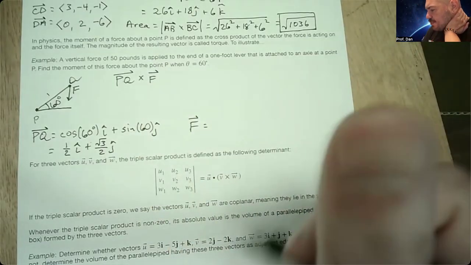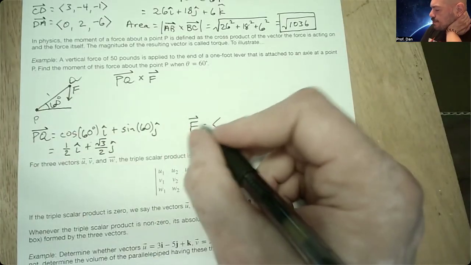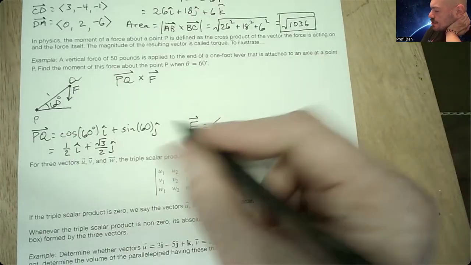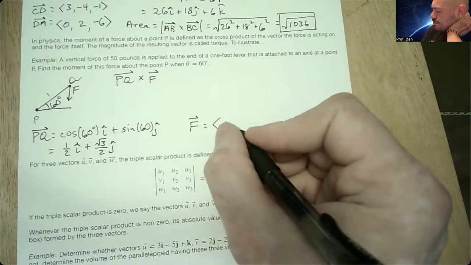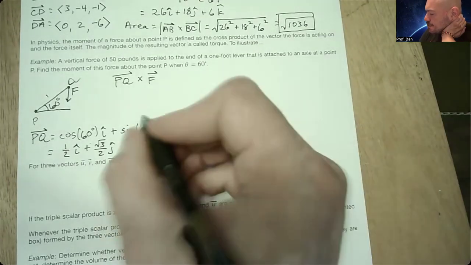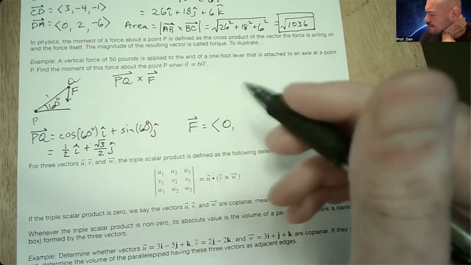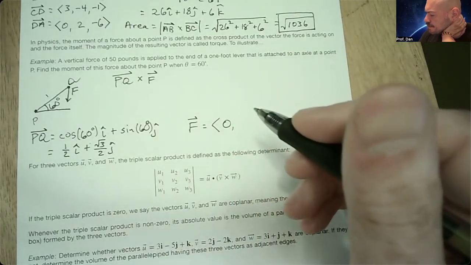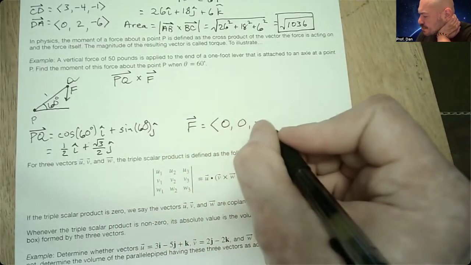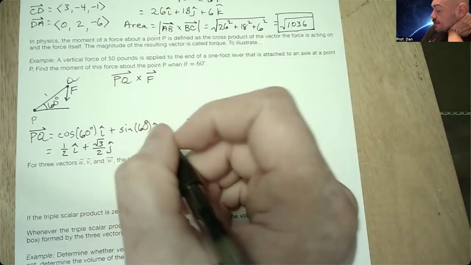And a quick addendum here, y'all. Actually, you know what? It's fine. Frame of reference is fine. All right, so we're going to let the vector F be 0, 0, -50.